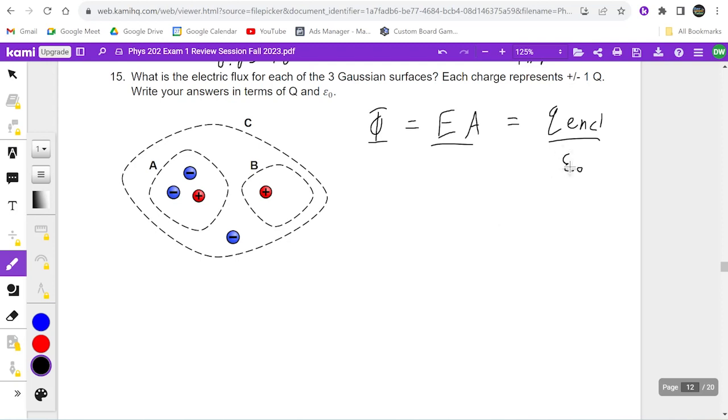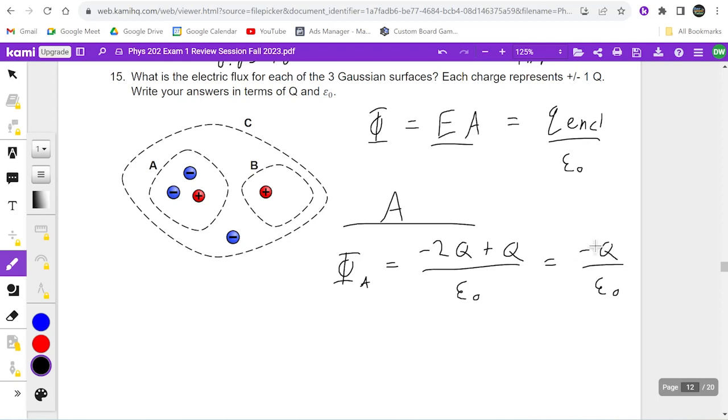Instead, we're going to use the charge enclosed. This is the charge inside. So if I start with surface A, then flux A is the charge inside, which is each one's Q. So minus Q plus Q. In other words, minus 2Q plus 1Q over epsilon naught. That's going to give me a final answer of negative Q over epsilon naught. And I'm not plugging in any numbers because look at what it says right here. Write your answer in terms of Q and epsilon naught. So this is it. Just add the charges, divide by epsilon naught. Any questions?